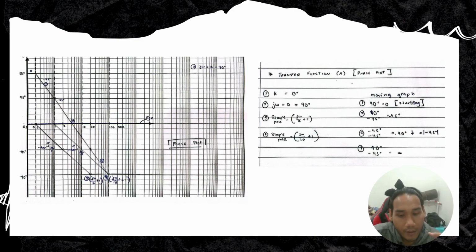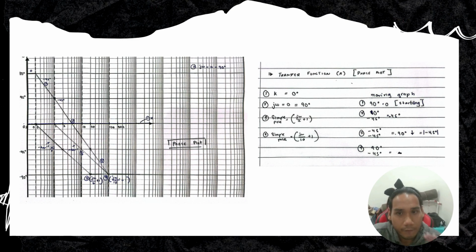Its corner value is 10 radians per second. So if the phase change starts at 0.1, we have to multiply by 10. So our phase plot starts at 1 radian per second and ends at 100 radians per second. Next, I will explain how our slope is moving.